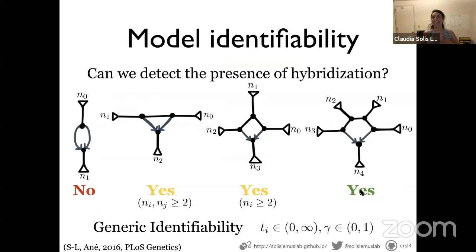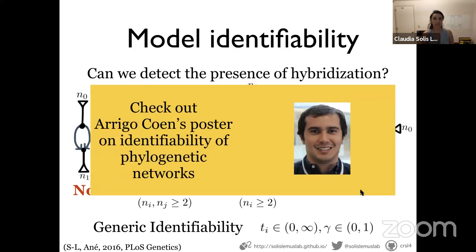Okay, so as a statistician, I'm always worried about model identifiability, which in simple terms is, can we detect what we want from data? Does the data have signal for what I want to estimate? And in this case, we want to estimate the presence of hybridization. I'm not gonna talk about this, but I'm just gonna refer you to a poster that you should check out of Arrigo Cohen, who's a postdoc working with me. So if you are interested to know whether we can or cannot detect hybridization events, you should check out his poster.